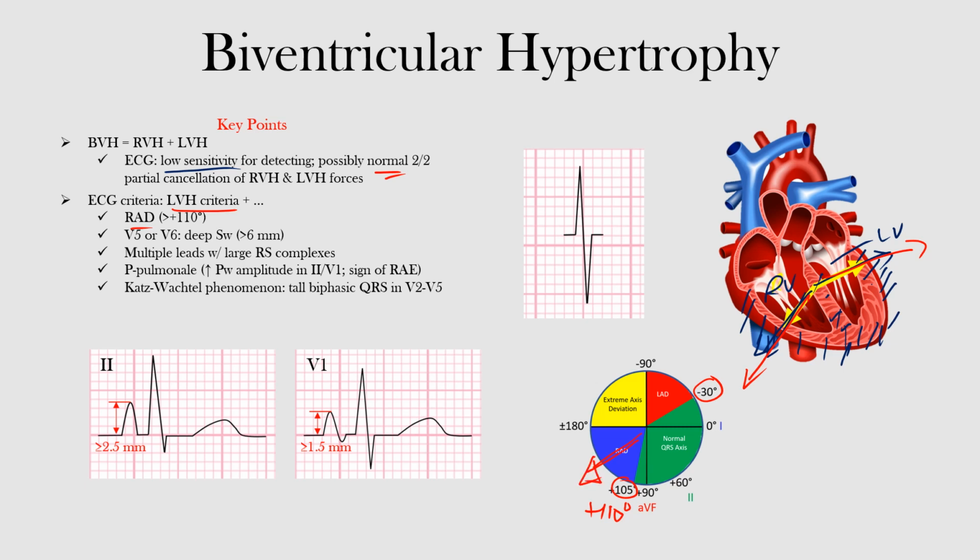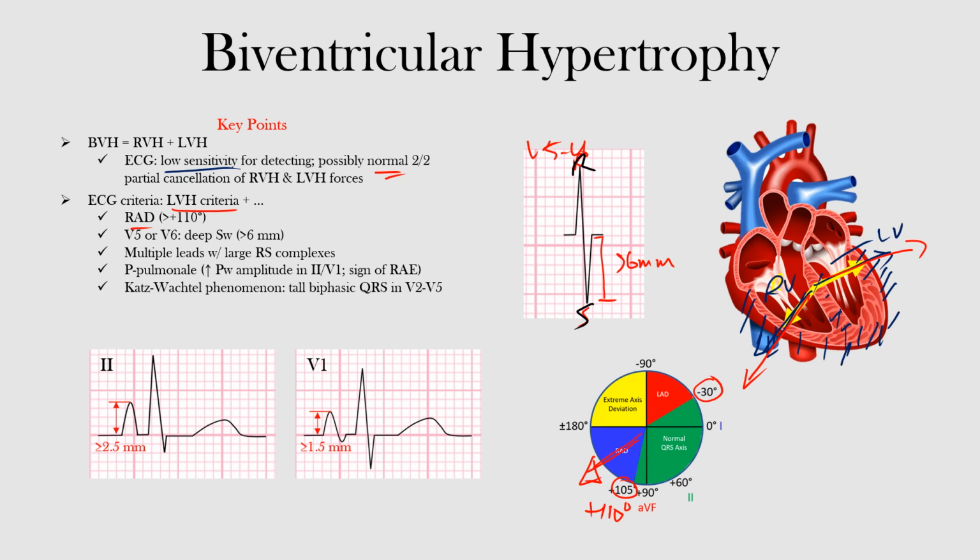The other thing is seeing in V5 or V6, the left lateral precordial leads, deep S waves. So if you imagine this was V5 or V6, and this is our R wave, this is our S wave, we want to see these deep S waves that are greater than 6 millimeters or 6 small boxes in depth. In multiple leads, we want to see these RS complexes. Here's an R wave, and this is an S wave. We call that an RS complex.